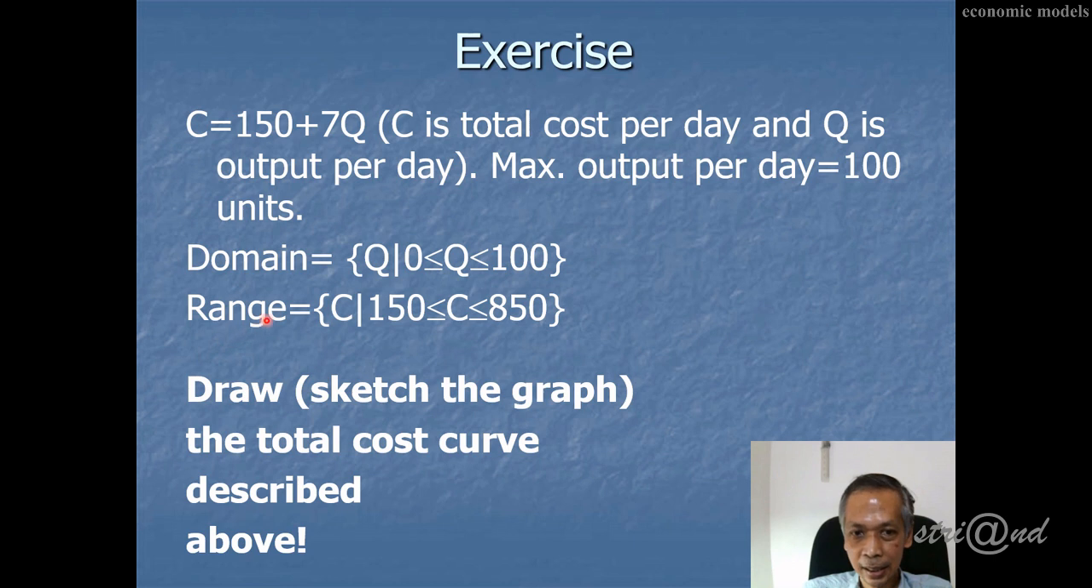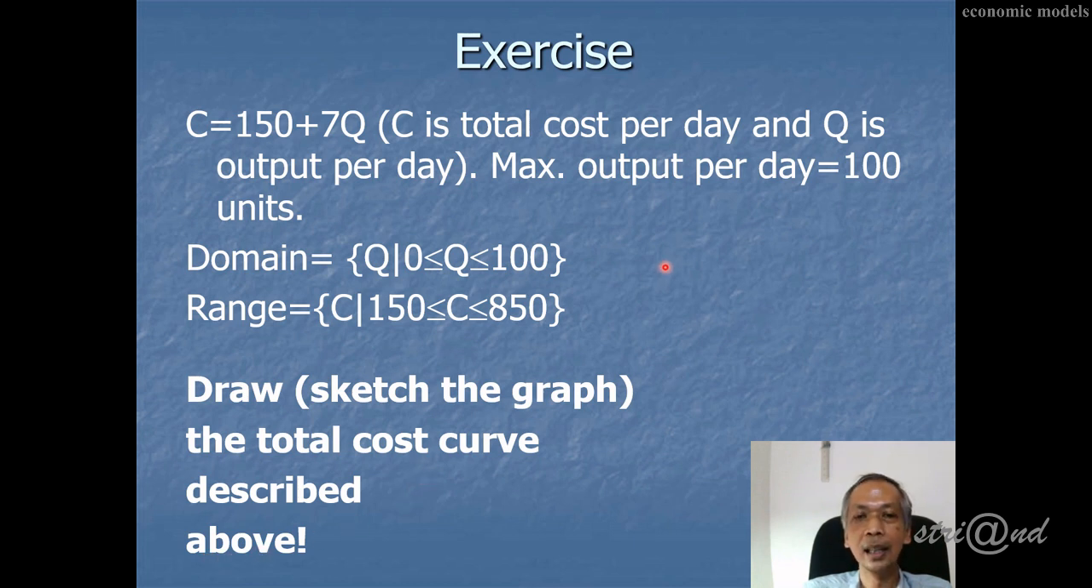And the range of this equation, we have discussed this range, is from 150, because when the quantity is 0 here, the C is 150, and when the Q is 100, C is 850. And then we are supposed to draw the sketch of this graph.